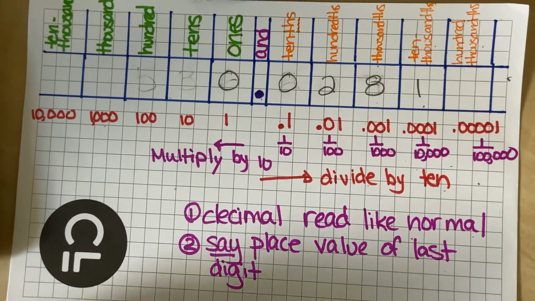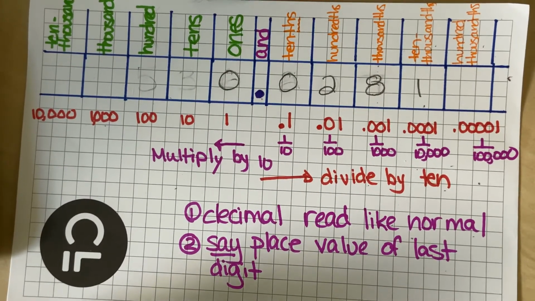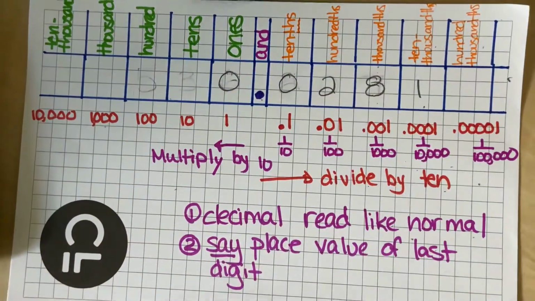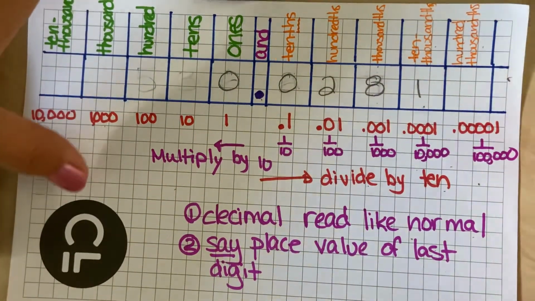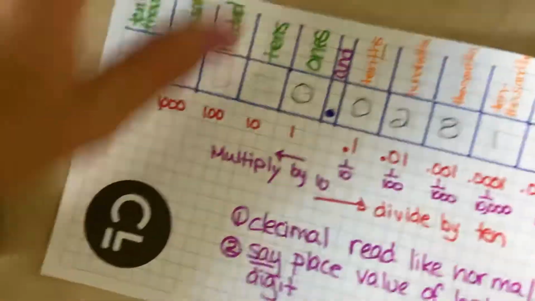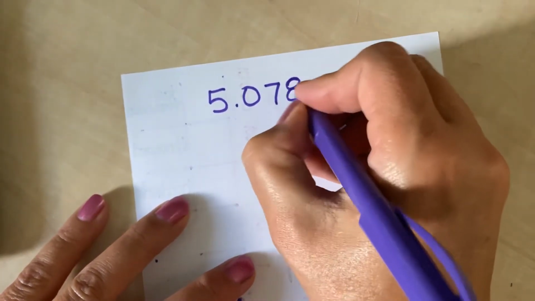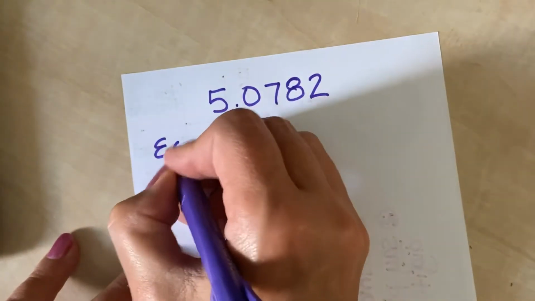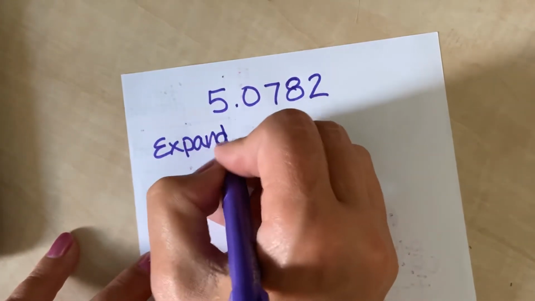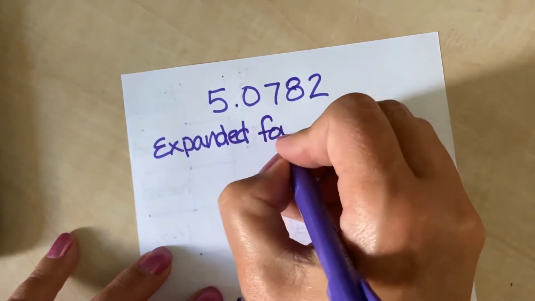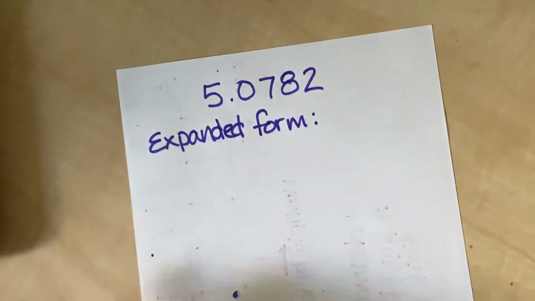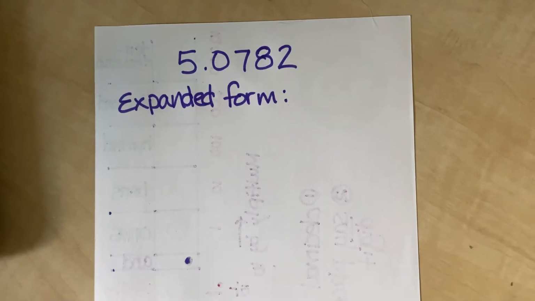Now, the only other thing I want to show you is expanded form. Okay, I know this video is going to be a little bit longer than the last one, but that's okay. Now, when I do expanded form, I'm going to turn this over and I'm going to show you. So let's say I've got this number, and I want to write it in expanded form. That just means that I'm going to put in every single digit in its place value, okay?